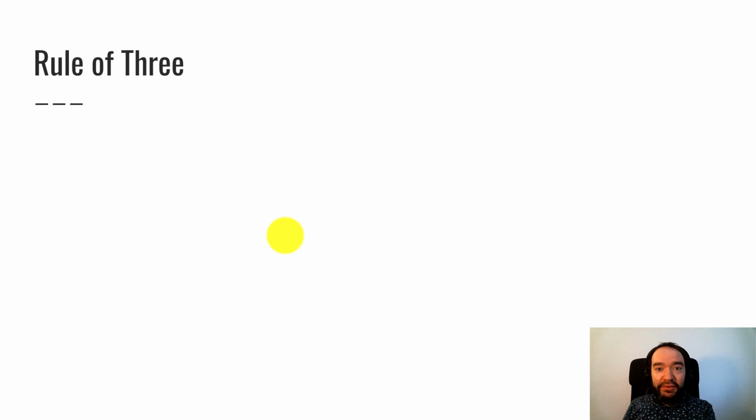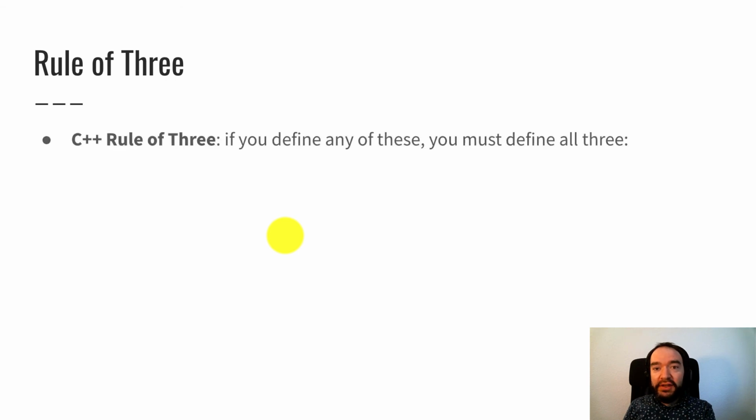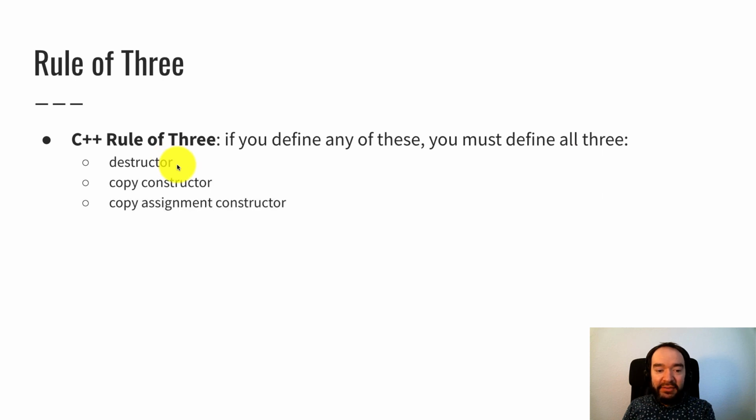Okay, I should point out one detail here. The rule of 3 is now coming into the forefront. The C++ rule of 3 says if you define any of these, you must define all 3: the destructor, the copy constructor, and the copy assignment operator. It's all or nothing with those 3. Either you don't implement any or you implement all 3. You can't do only some.